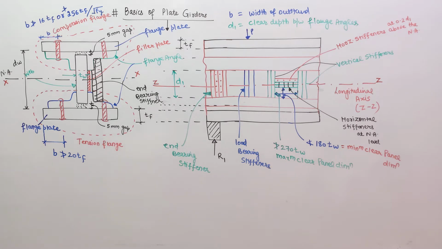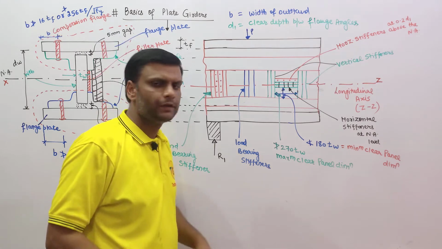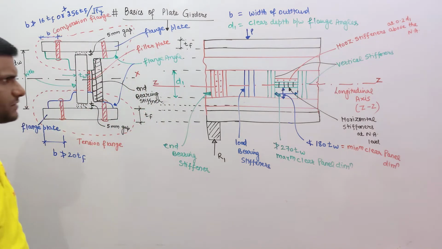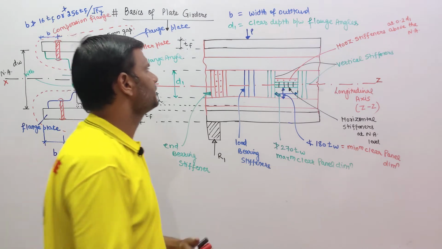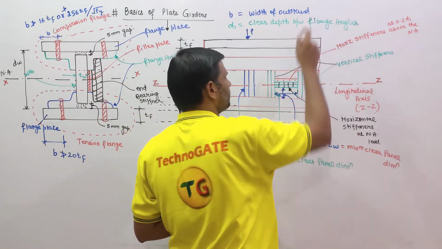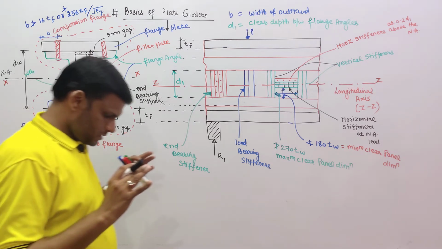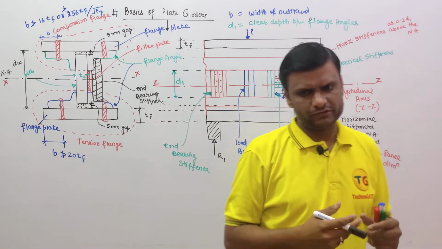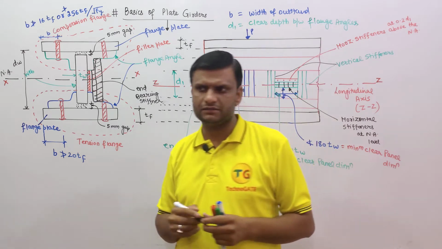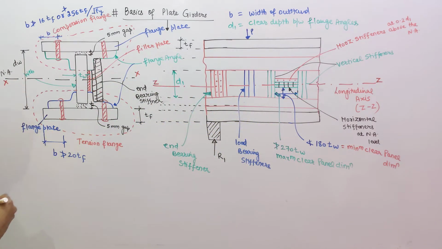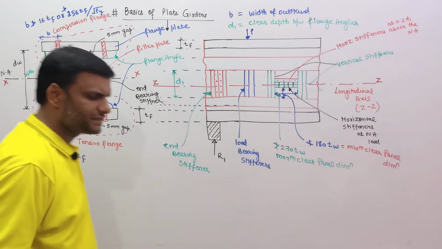So let's start the analysis. If I conclude about the diagram, all the points we will discuss, so it is not necessary to conclude all the points here. Since we are going to discuss only the basics of plate girders, I am writing down all the points serial number wise.